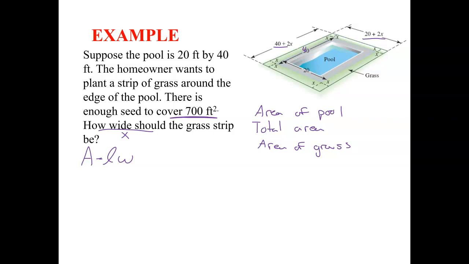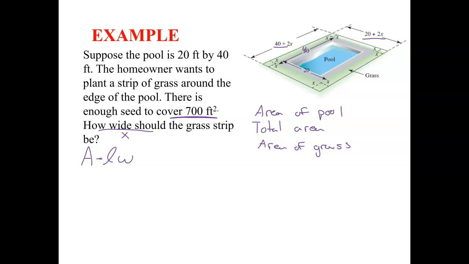Actually, subtract the area of the pool. You could also add the area of the pool to the area of the grass to get the total area. Either way is fine, but just understand the mathematical relationship. If I take the pool away from the total, it gives me just the grass. Or if I add the pool and the grass, it gives me the total.